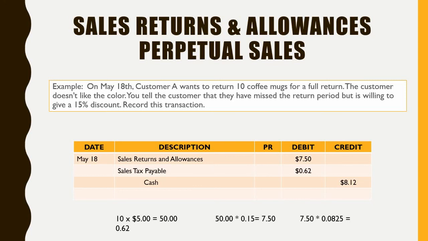So sales allowances: if you convince the customer to keep the cups, then you don't need to update your inventory at all, because they never returned the product to you in the first place. Okay? Any questions here?